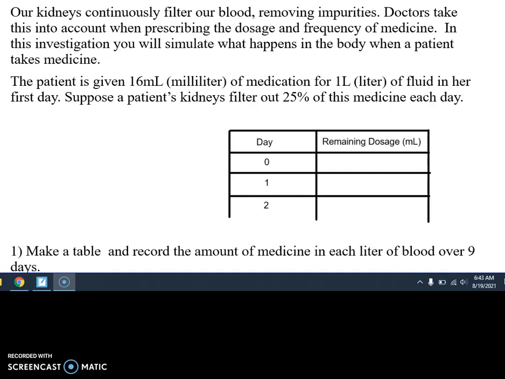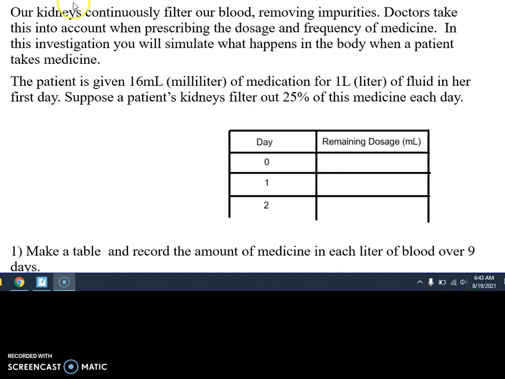So this problem here is about giving medications. Our kidneys continuously filter out blood, removing impurities. Doctors take this into account when prescribing the dosage and frequency of medication. So the patient is given 16 milliliters of medication for every 1 liter of fluid for the first day. Suppose a patient's kidneys filter out 25% of the medication each day.